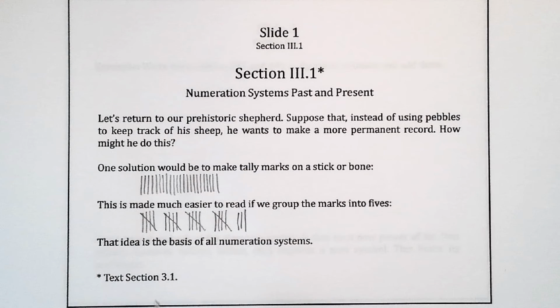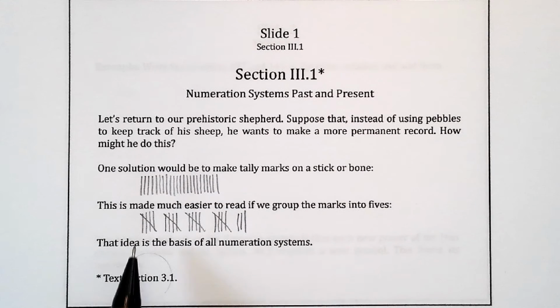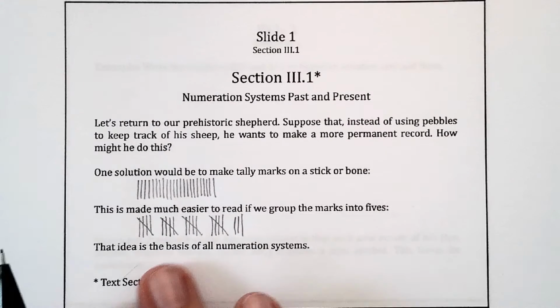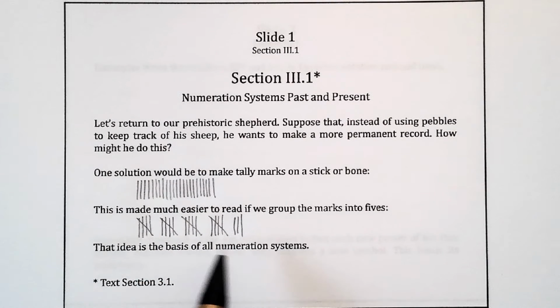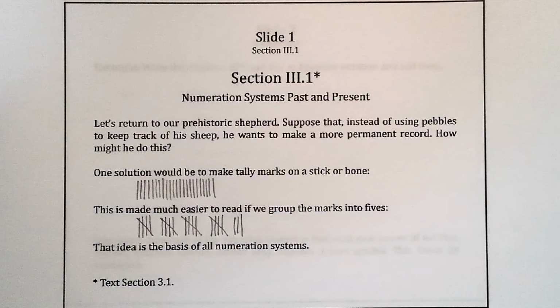So this idea of grouping markings into markings that represent a larger amount, that's the basis behind all numeration systems. So when you look at this, what you see is 4 5s and 3 1s. You don't see the 23 immediately, and you don't just see a jumble of 1s. You see there's 4 groups of 5, and then 3 1s. Okay, that idea is the idea behind every numeration system.